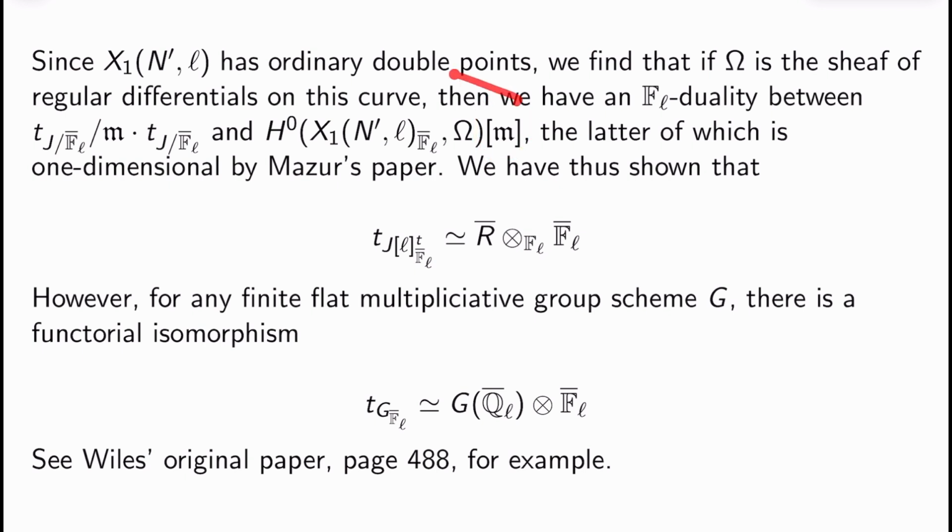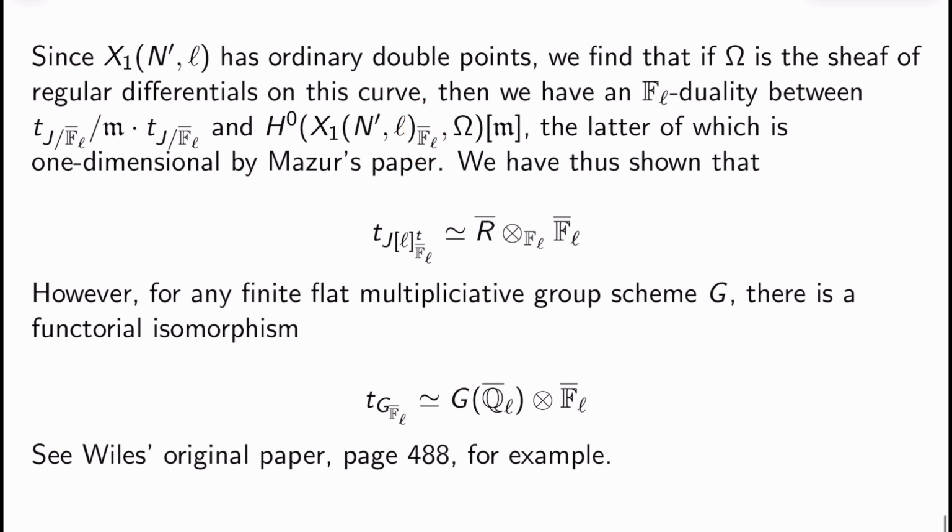And then there's a result in Mazur's paper that we've been using this whole proof, which says that this is one-dimensional. So in other words, we've shown that T_J[𝔏] ⊗ F̄_ℓ is isomorphic to R̄ as long as you tensor up to F̄_ℓ, because everything was over F̄_ℓ here.